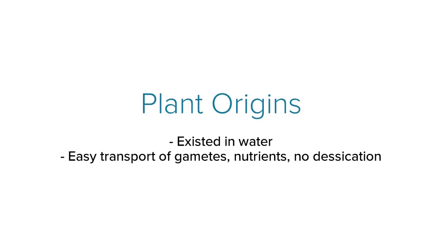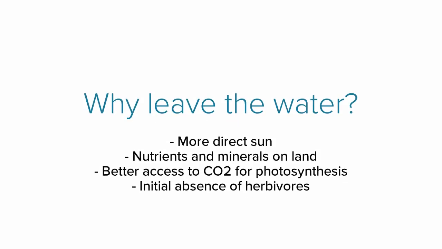Although we see predominantly land plants today, plants actually originated in the water, and this was for good reason. Water allowed for easy transport of gametes, it provided a lot of nutrients to the plants, and it also prevented the plant from desiccating.